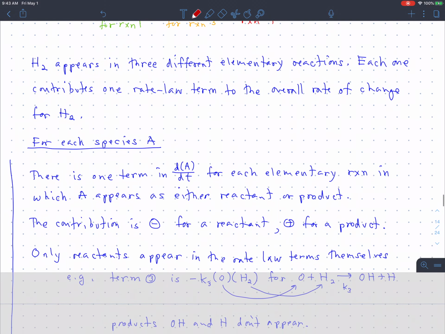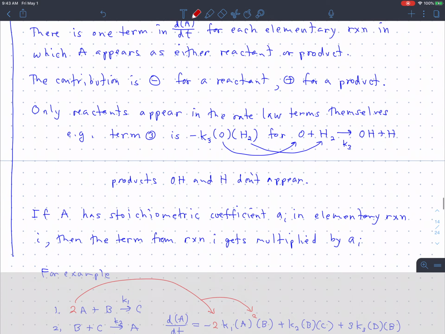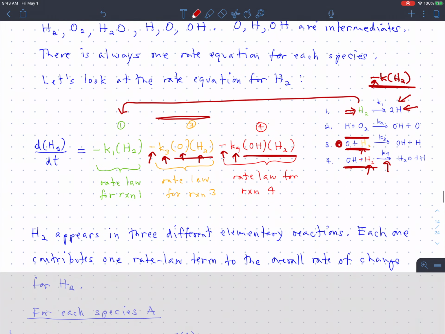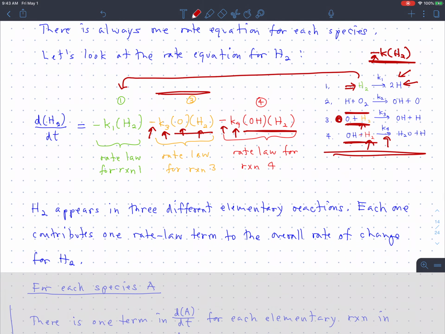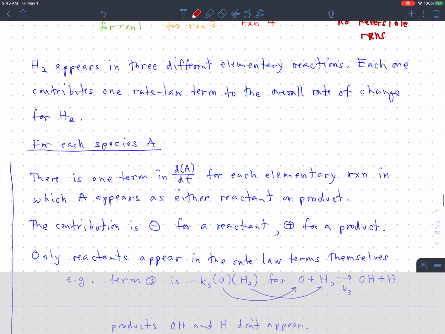All right, a couple of comments need to be made. First of all, this overall mechanism doesn't have any reversible terms. But some mechanisms do. So for example, we might see something that looks like this. A plus B goes to C. That's two elementary reactions.